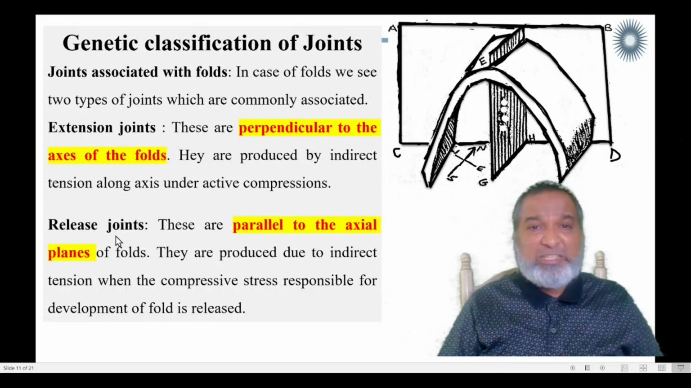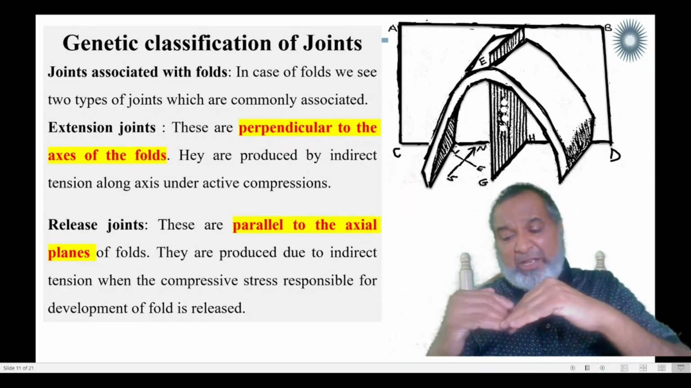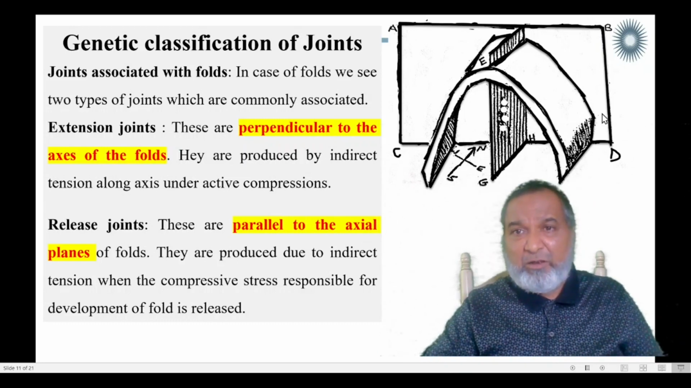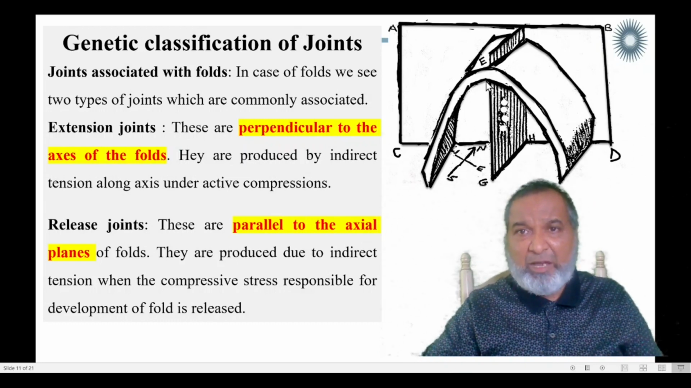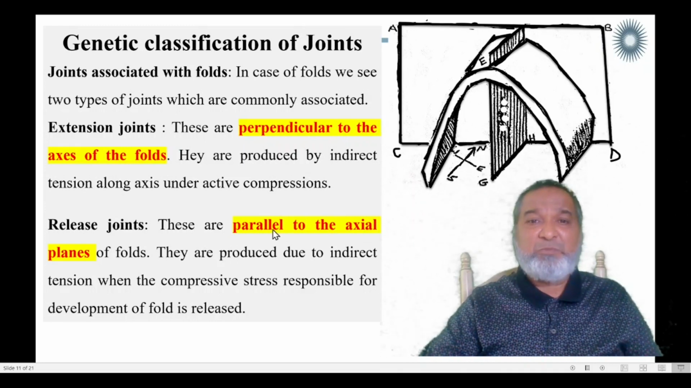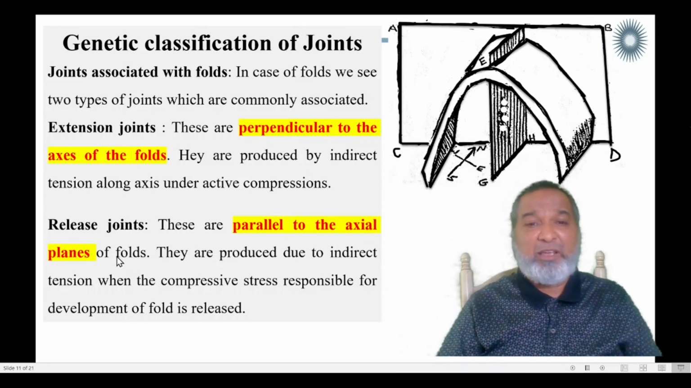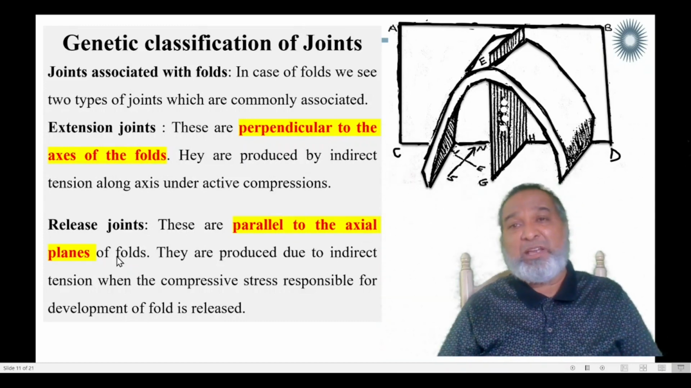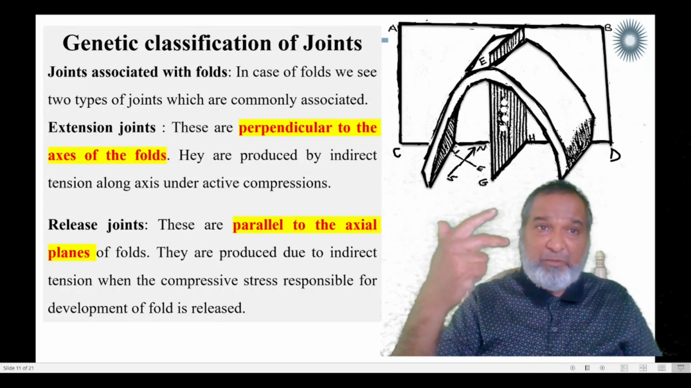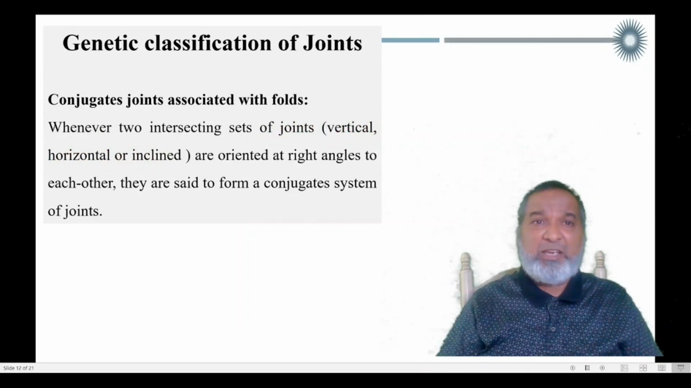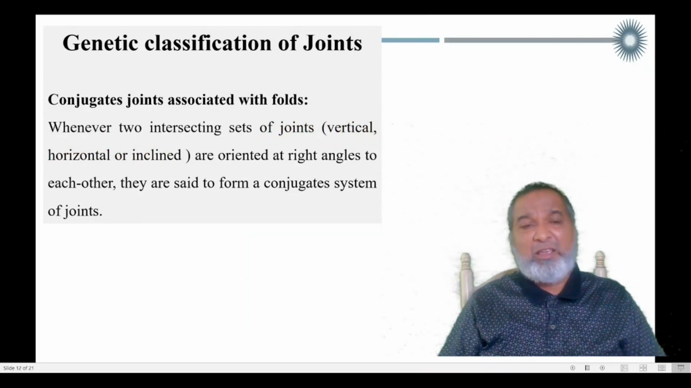Next one is release joints. What are release joints? Whatever compression pressure we have exerted, due to this the fold forms, and here we have joints parallel to the axial plane, or parallel to the axis. Yes, parallel to the axial plane, the joints are produced, and these joints are called release joints. So extension joints and release joints, these are also asked as a short note for one mark.